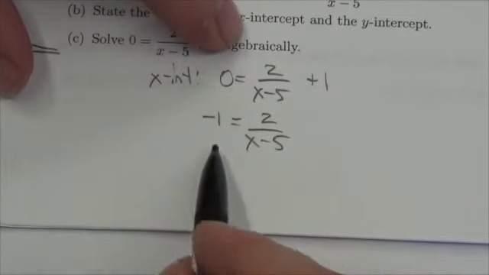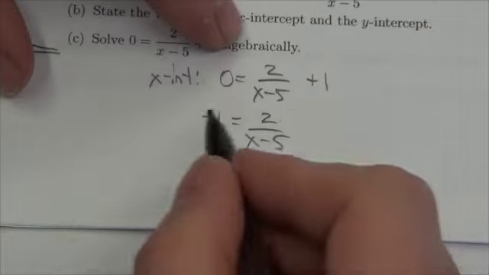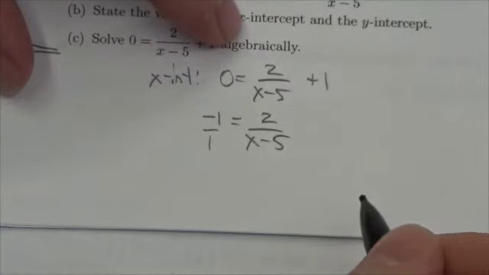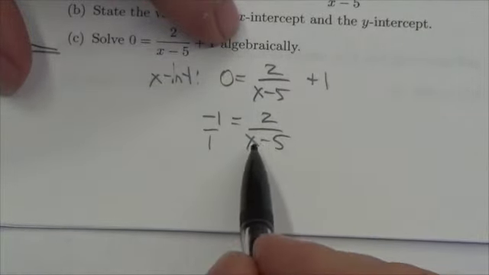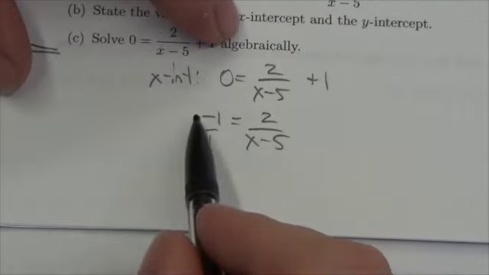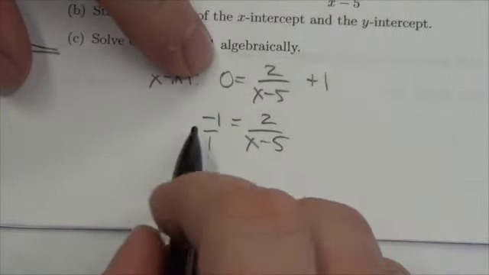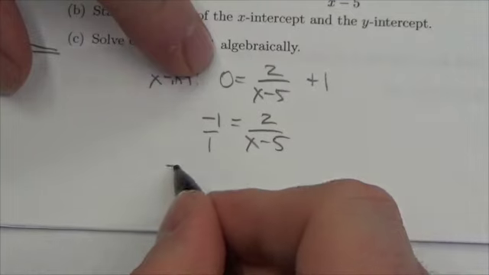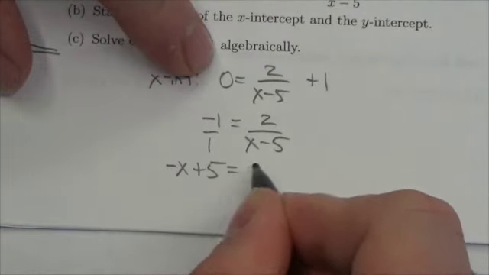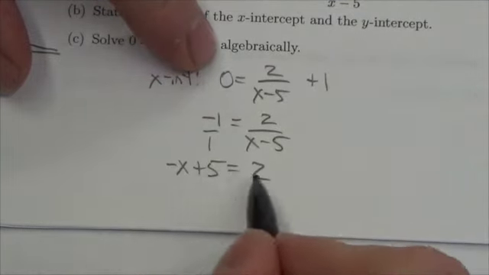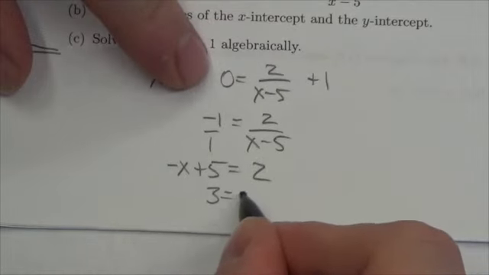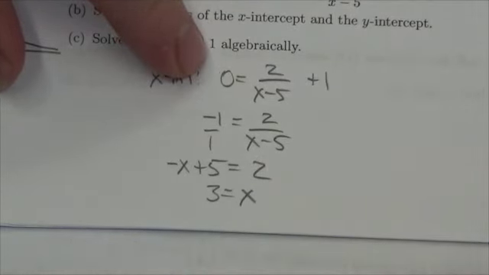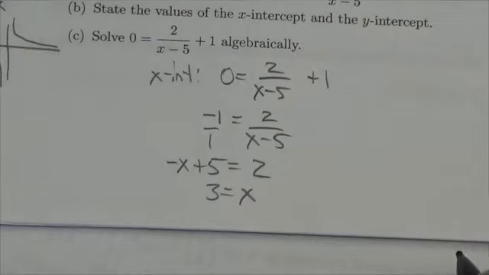Now I've got a proportion, essentially. This fraction is really just negative 1 over 1, which is equal to 2 over x minus 5. So I'm going to multiply both sides by x minus 5, and when I do that, I distribute the negative through. That becomes negative x plus 5 is equal to 2. Now I'll bring the x over, bring the 2 over, and I get x is equal to 3. So it's going to have an x-intercept of 3.